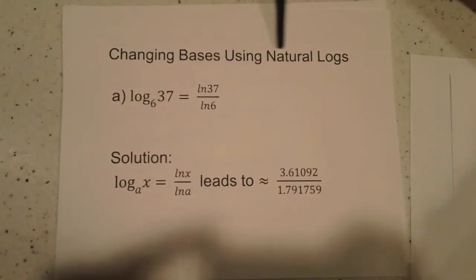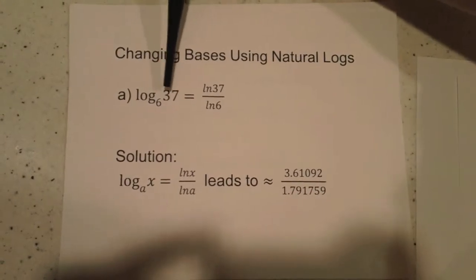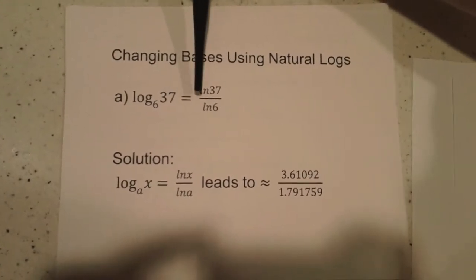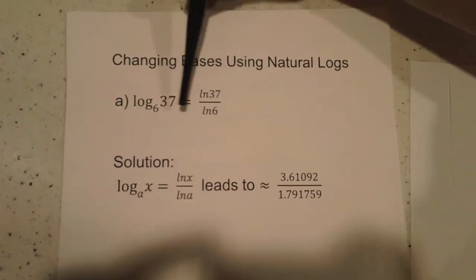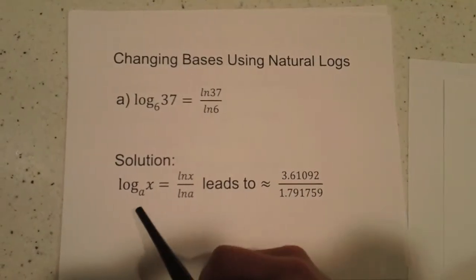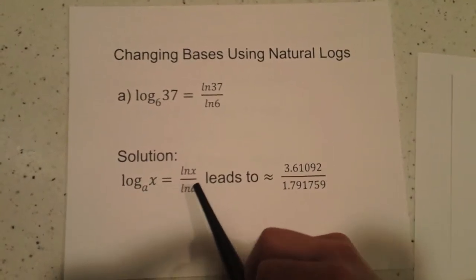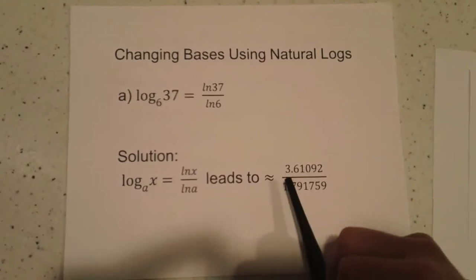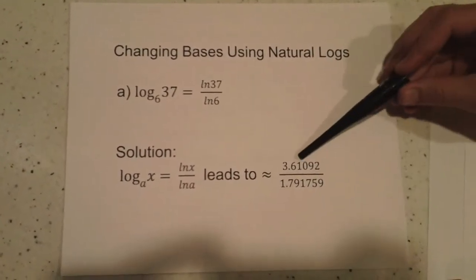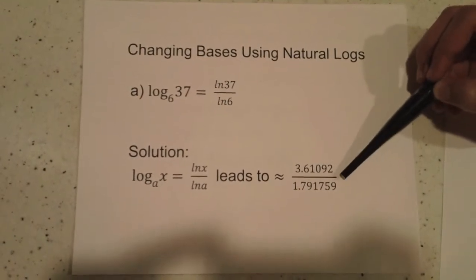Changing bases using natural logs. A. Log subscript 6 of 37 is equal to the natural log of 37 divided by the natural log of 6. The solution to this, log subscript a of x is equal to the natural log of x divided by the natural log of a, leads to approximately 3.61092 divided by 1.791759.